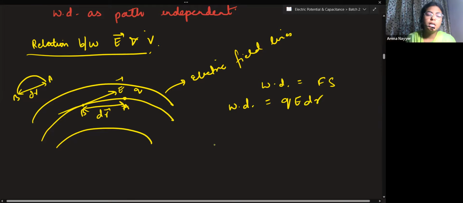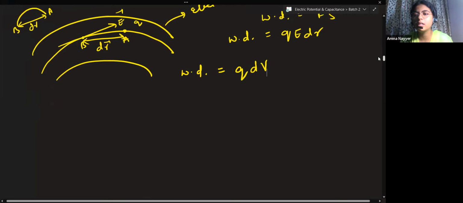Now, apart from this, using your potential concept, which we have studied, charge is Q, potential difference from point A to point B, the charge is moving. So it will be dV, change in potential. So I have 2 values of work done, QEdr and QdV. Now let me equate them.